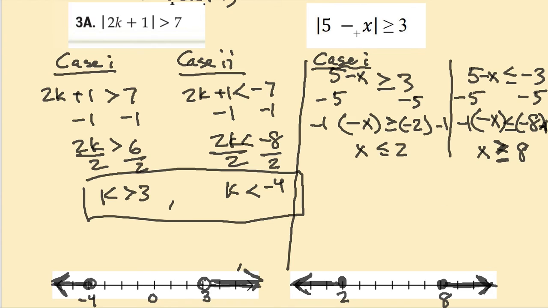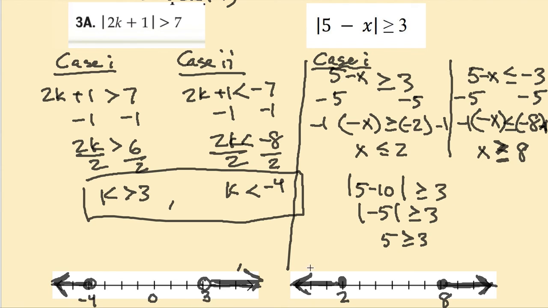So let's just try a couple. Let's do 10, because I know that's part of here, and let's see if we did this right. We have the absolute value of 5 minus 10 greater than or equal to 3. Well, 5 minus 10 is negative 5. The absolute value of negative 5 is 5, and 5 is greater than 3. So that's cool. Let's try one over here. Let's try 0. If we do 5 minus 0, the absolute value of that should be greater than 3. Well, the absolute value of 5 is 5, and 5 is greater than 3. So there are our solution sets.